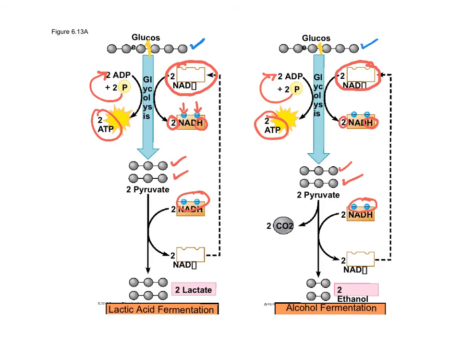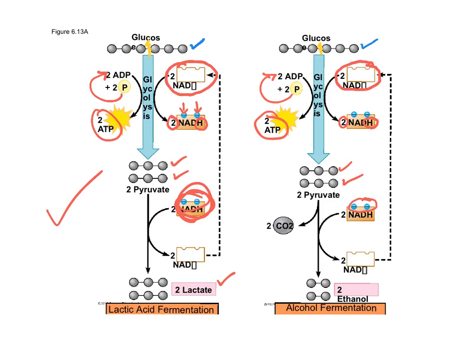The difference here being that in lactic acid fermentation, over here on the left, in order to recycle the NAD, what happens is pyruvate picks up the hydrogens and the electrons from NAD and gets converted to something called lactate. So this is why we call this lactic acid fermentation.